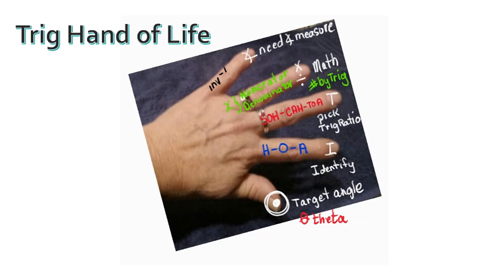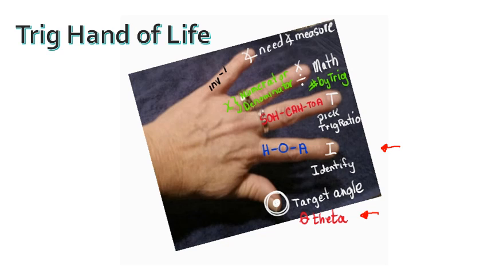The important thing here is to remember to always set your triangle up using the trig hand of life. Each finger is a step in how you're going to use the trig, with the fourth and fifth fingers being how you're going to use the trig. Remember to always make a target. That's the first thing you do. The target angle, the theta angle, the angle that you're going to deal with. Next, identify your hypotenuse, your opposite, your adjacent, your HOA.